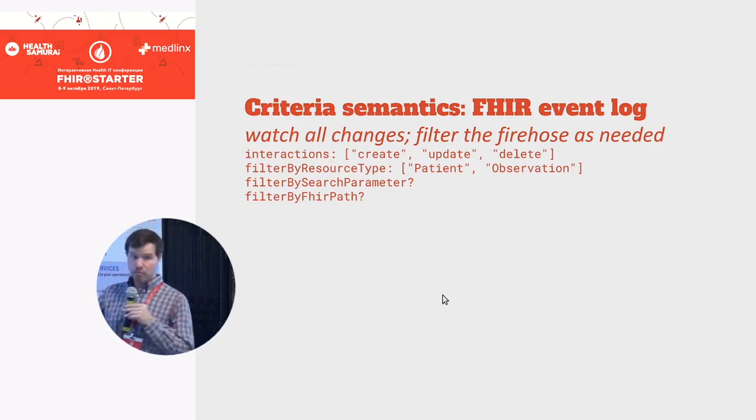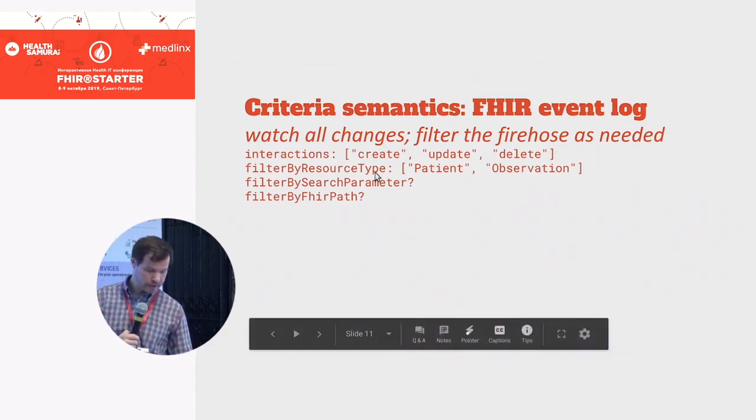And then more broadly, you could think of a native FHIR server as just being a stream of events. Things like creates, updates, and deletes.